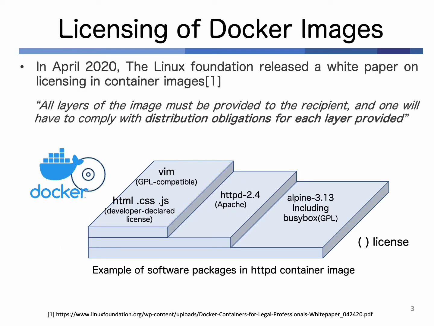In April 2020, the Linux Foundation released a white paper on licensing in container images. The report states that the licenses of OSS included in container images, such as Alpine Linux libraries, Apache HTTPD, and VIM, need to be followed. This needs to be considered when distributing container images.